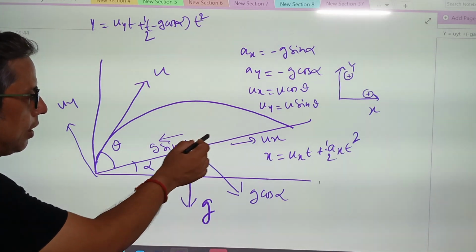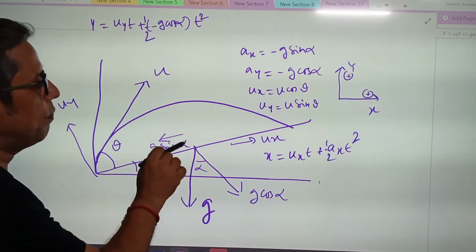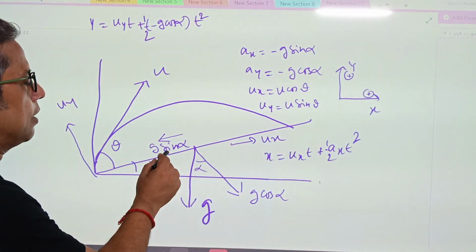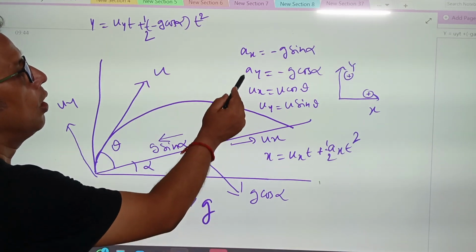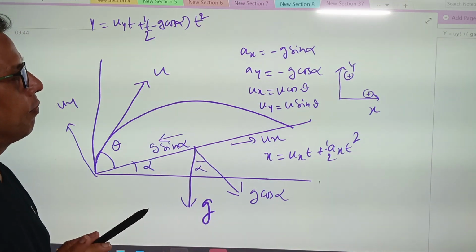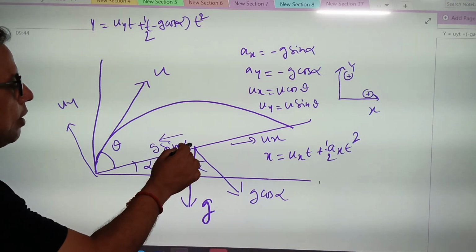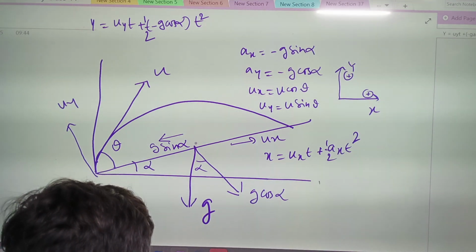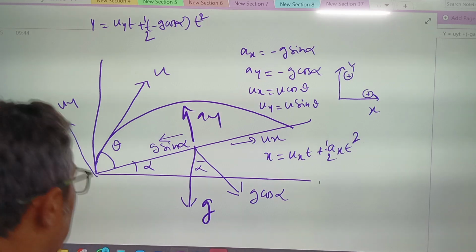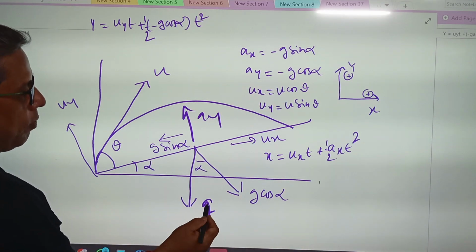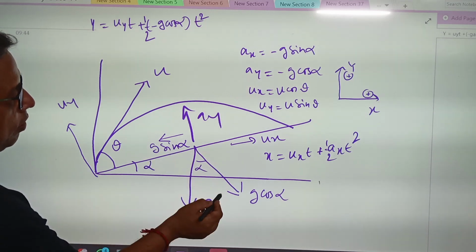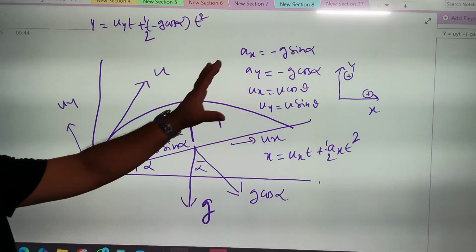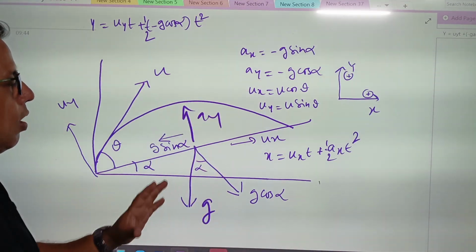Now g sin alpha is acting in this direction. So if I take the right direction as positive, g sin alpha will be negative. So we took ax is equal to minus g sin alpha. Then ay, we took in the direction perpendicular to the plane, vertically upward. So ay is minus g cos alpha, because g cos alpha is actually acting in this direction. So ay is minus g cos alpha, right? So these four are the key concept for this motion.